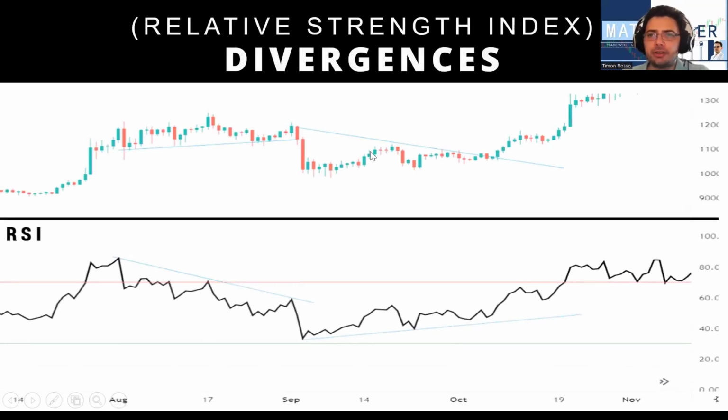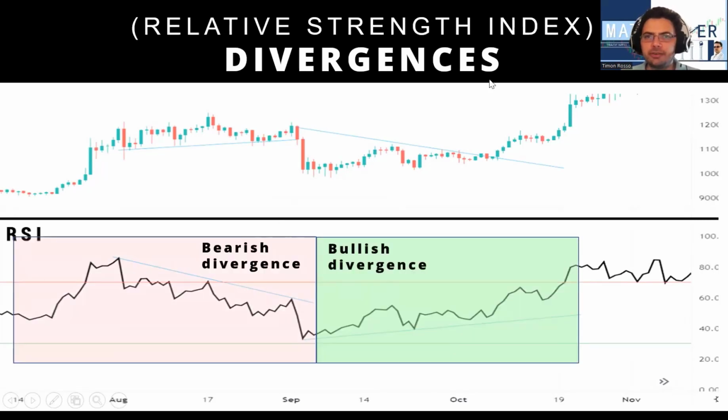So now let's talk about divergences, which is probably the most important element to RSI when trading a market. The two divergences that we're talking about are a bearish divergence and a bullish divergence. Let's talk about a bearish divergence first. A bearish divergence is where the price of the market is moving up and the RSI momentum is moving down. This tells you that the buying that is taking place within the price is not as strong and convincing, and therefore you can expect the price to drop.